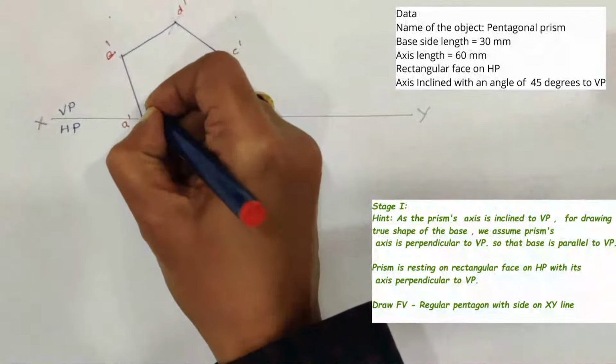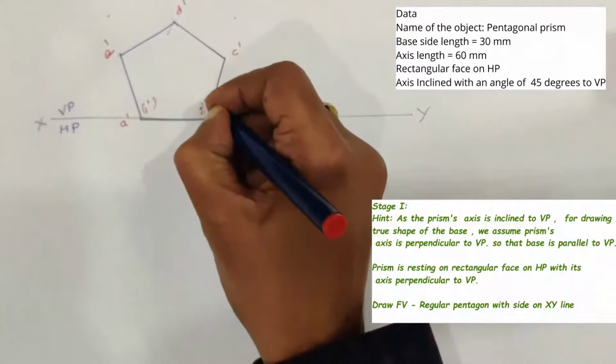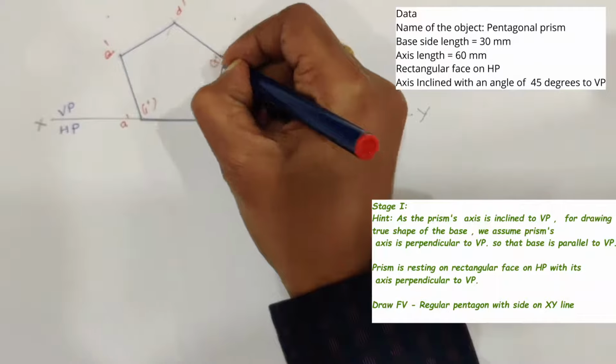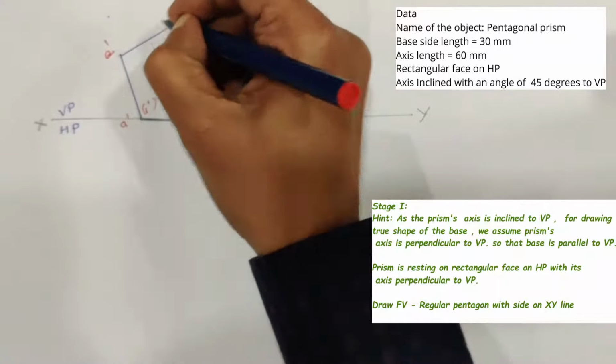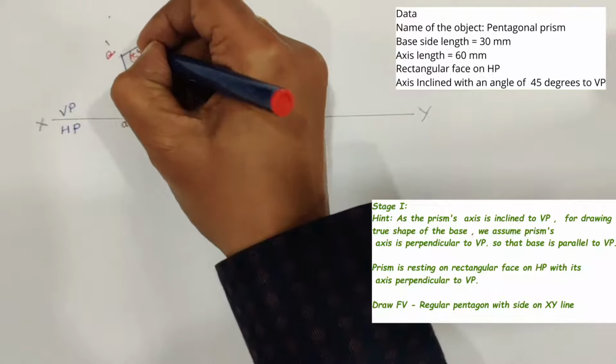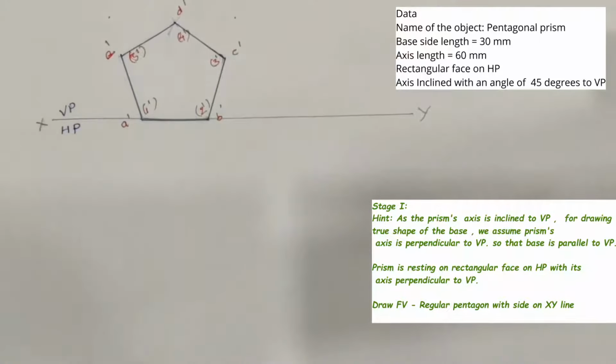1 dash, 2 dash, 3 dash, 4 dash, 5 dash are the back base corner points of the pentagonal prism's base.